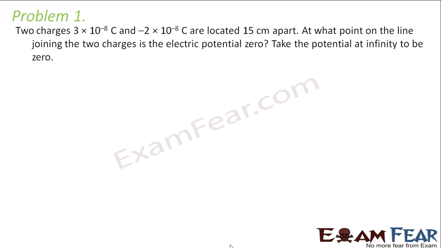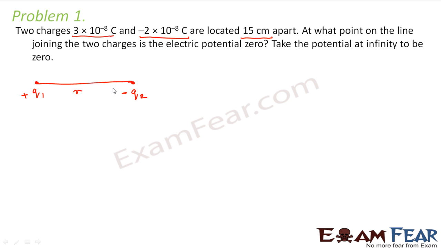So this is your problem 1. The problem states two charges 3 into 10 to the power minus 8 coulomb and minus 2 into 10 to the power minus 8 coulomb are located 15 centimeters apart. So let us suppose this is one charge, this is another charge. Let us say this is plus Q1, and this is minus Q2, because one charge is positive and the other charge is negative. And they are separated by some distance, let us say the distance is R. At what point on the line joining the two charges is the electric potential 0?